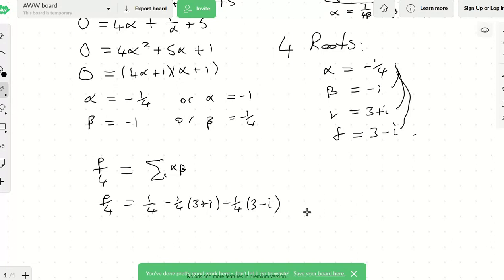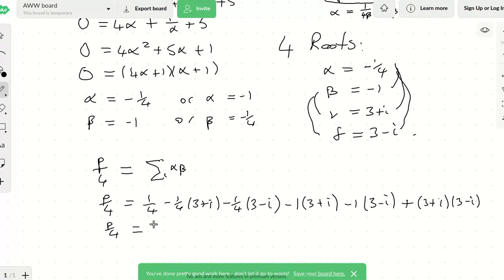Always count how many pairs you've got to go here, because it is easy to mess this up. Now we can do this one, and then lastly we can do the bottom 2. So then we've got minus 1 times 3 plus i, minus 1 times 3 minus i, and then finally 1, 2, 3, 4, 5. We've got the last one, plus 3 plus i times 3 minus i. Now, a lot of these will tidy up really quickly. It looks really complicated and looks like it might take ages, but actually it tidies up quicker than you think.